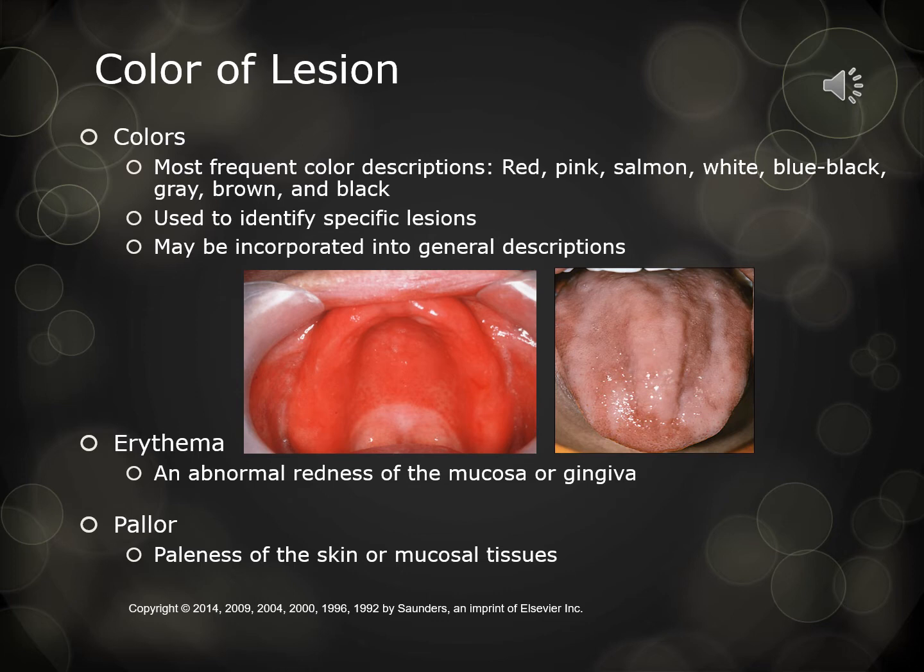Also, pallor identifies a paleness of the skin or mucosal tissue. The tongue is showing kind of a palish pink color, but then there are other colorations in it. To me, it looks like a geographic tongue, or a patient having melanin diffused into their tissue, which is a darker pigmentation.